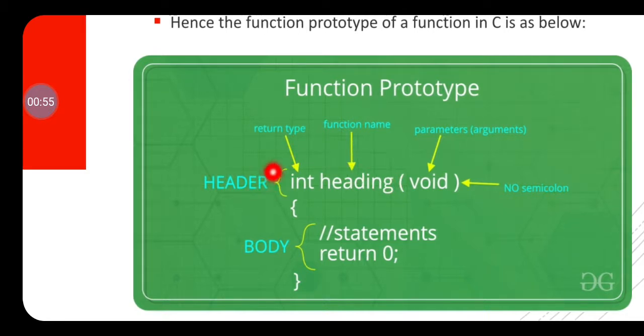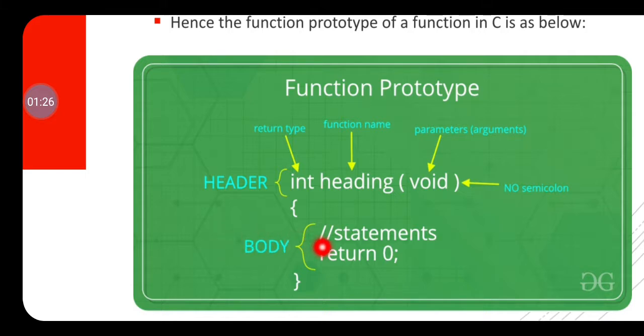Function prototype, as you can see: integer heading, name of the function, then parameters or arguments are written over here. Now this integer is the return type of the function, this is the function name, these are the parameters. You may pass the parameters or you may keep it blank. Then it should not end with a semicolon over here, as it is a function prototype.